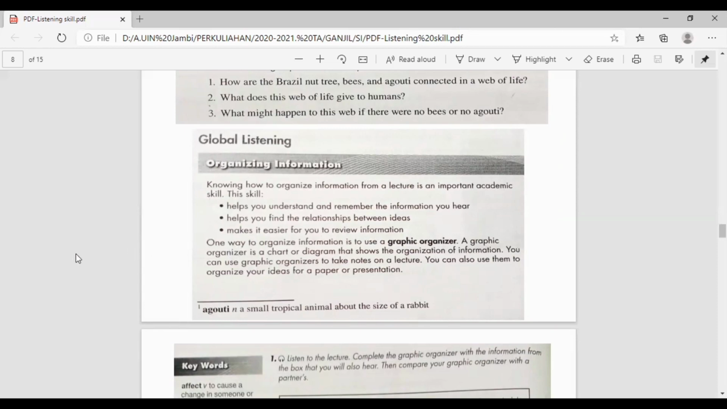Okay, now one way to organize information is to use a graphic organizer. A graphic organizer is a chart or diagram that shows the organization of information. Guys, so you can use graphic organizers to take notes on a lecture.